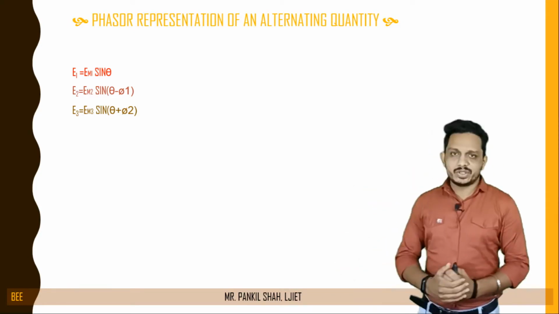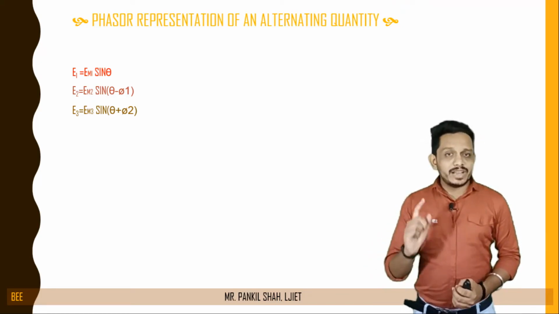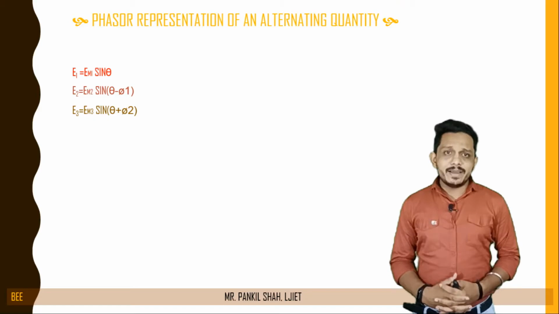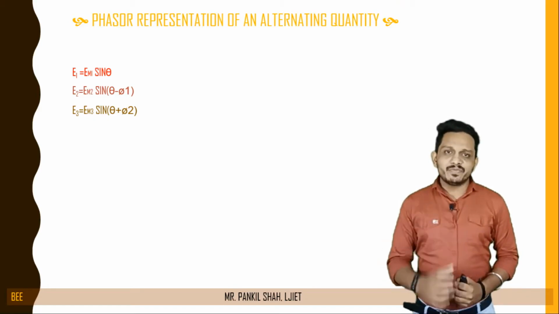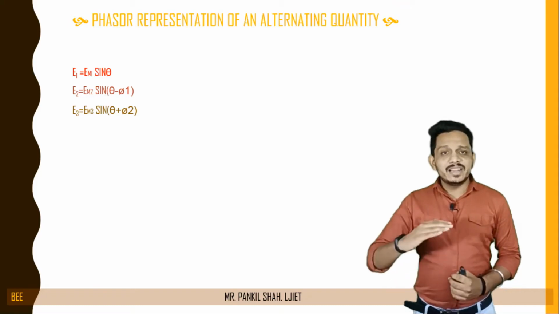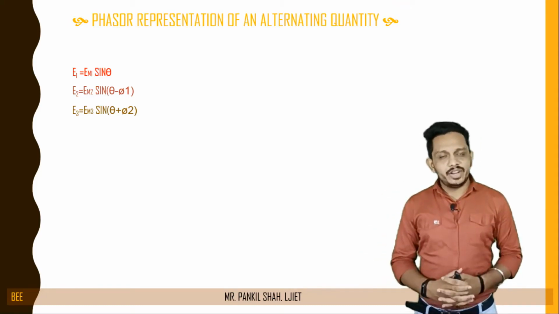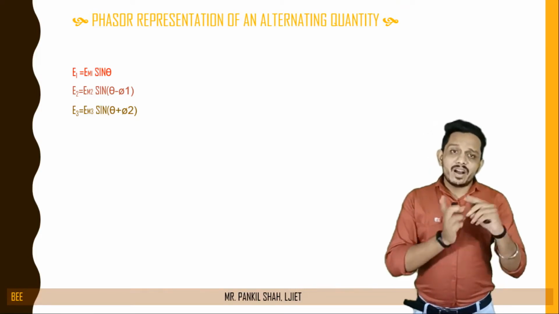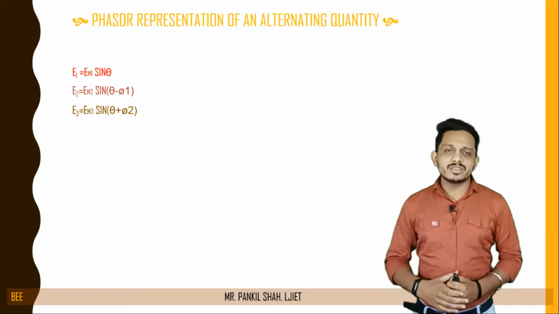Now look at the third equation. The third equation has the positive phi 2 angle. So E3 is equal to EM3 sin theta plus phi 2, and plus phi 2 means our third quantity is leading the first quantity, that is, it starts early from our reference quantity and completes early from our reference quantity.